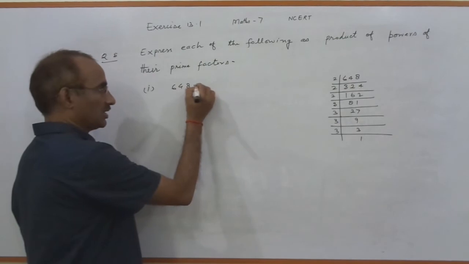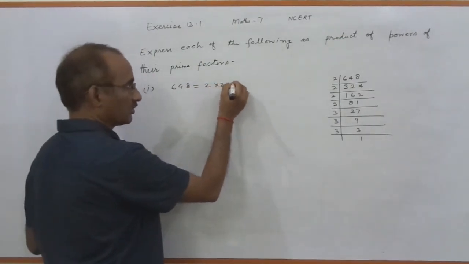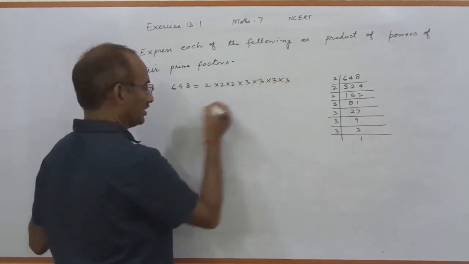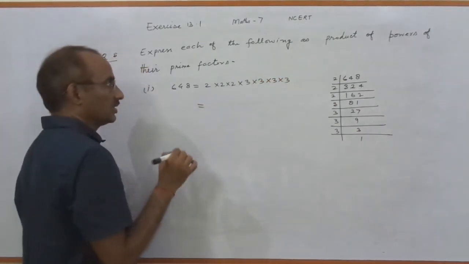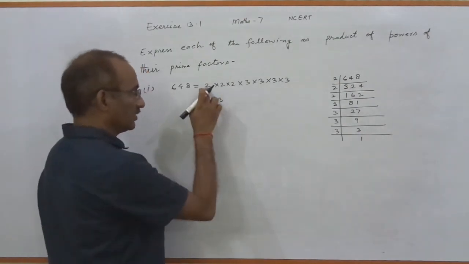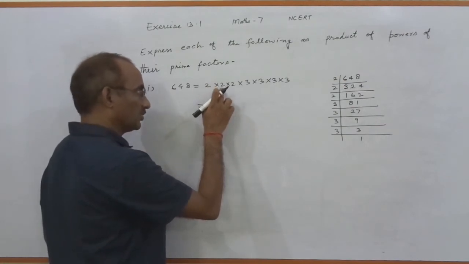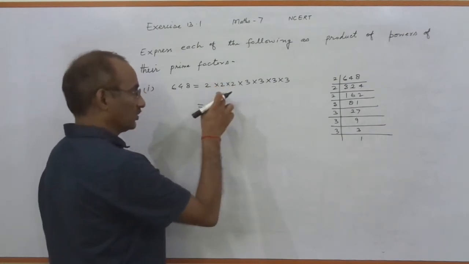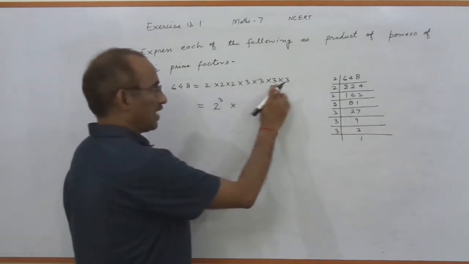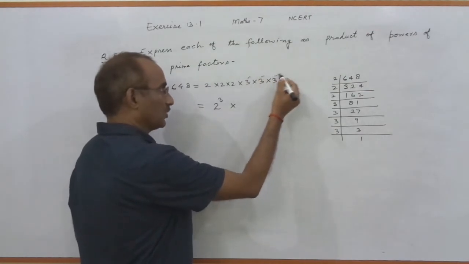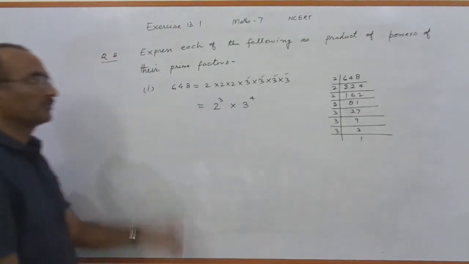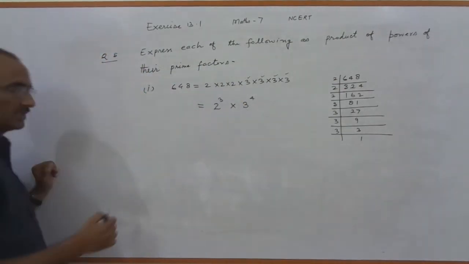So 648 can be written as 2 into 2 into 2 and 3 into 3 into 3 into 3. It can also be written as 2 raised to the power of 3, because we have 2 multiplied three times, and 3 raised to the power of 4, because it comes 4 times. So this is our answer.